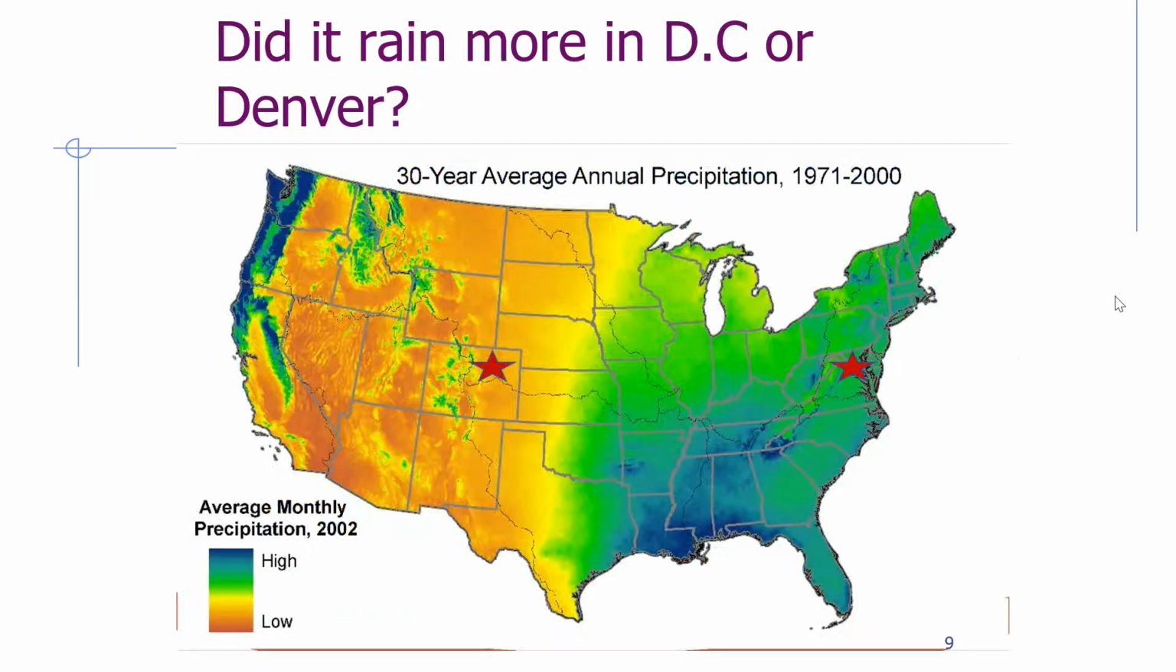So let's look at this graph. Did it rain more in DC or in Denver? Looking at the legend here, DC is over here in this green, and Denver is out here in this yellow. So which one rains more? Obviously it rains more in DC, because the green and the blues are on the higher end of that scale. So it rains more in DC than it does in Denver. Now, are there any numbers associated with that? No. We're just looking at average monthly precipitation and giving them some generic highs and lows.